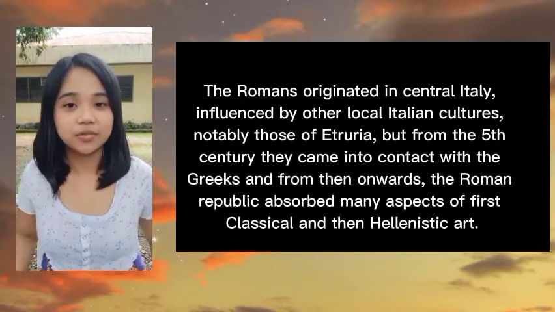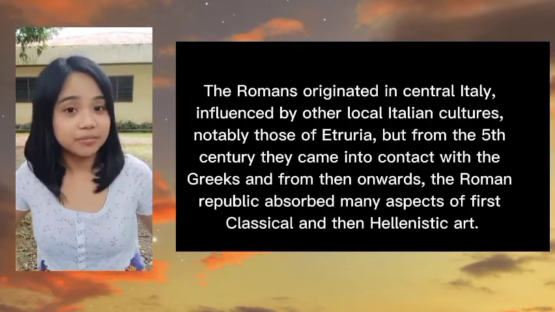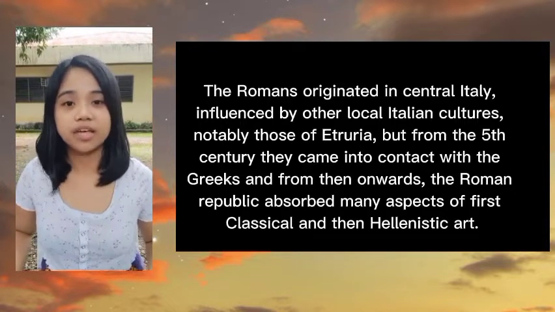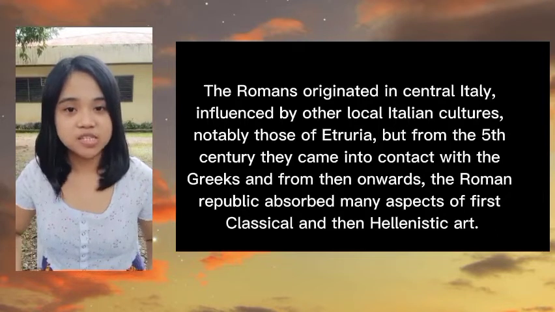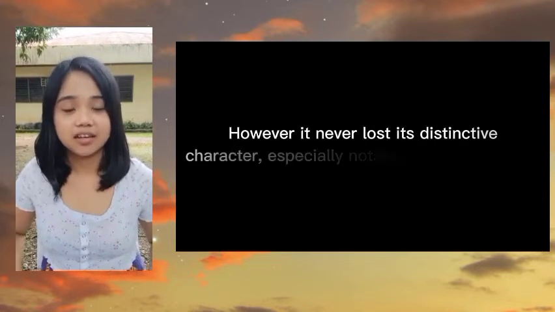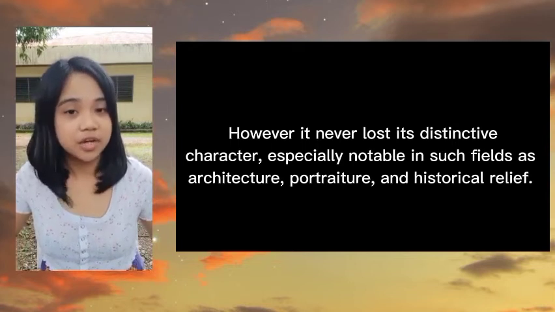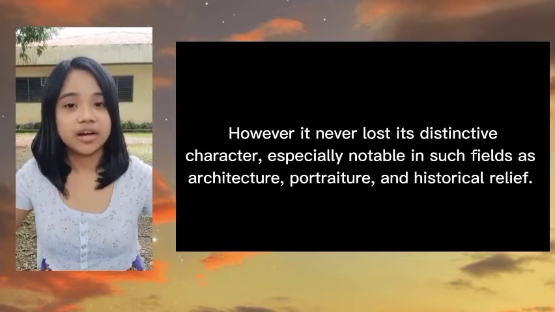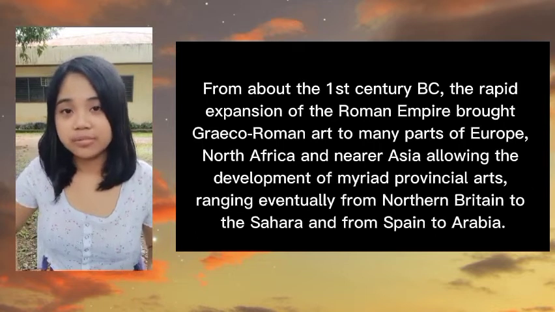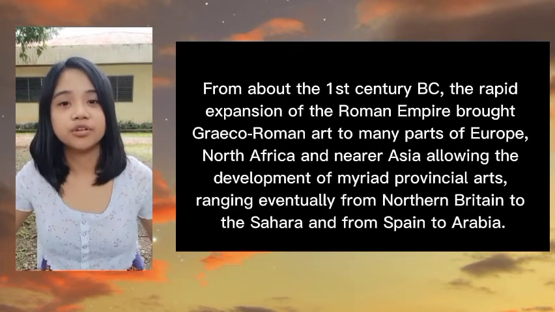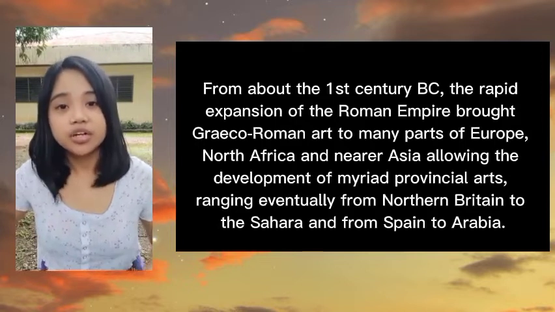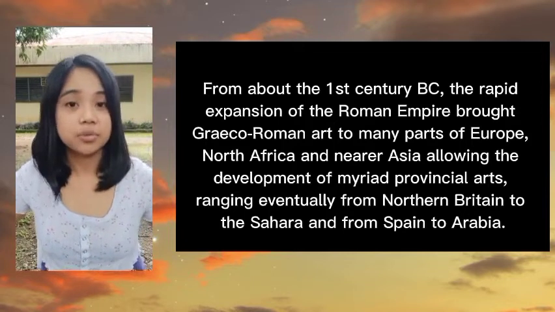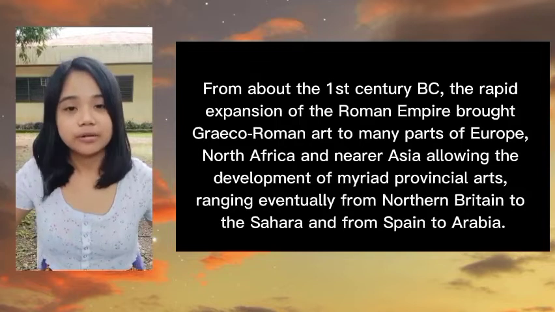Originated in central Italy, influenced by other local Italian cultures, notably those of Etruria, but from the 5th century they came into contact with the Greeks, and from then onwards, the Roman Republic absorbed many aspects of first classical and then Hellenistic art. However, it never lost its distinctive character, especially notably in such fields as architecture, portraiture, and historical relief. From about the 1st century BC, the rapid expansion of the Roman Empire brought Greco-Roman art to many parts of Europe, North Africa, and Near Asia, allowing the development of myriad provincial arts, ranging eventually from northern Britain to the Sahara and from Spain to Arabia.